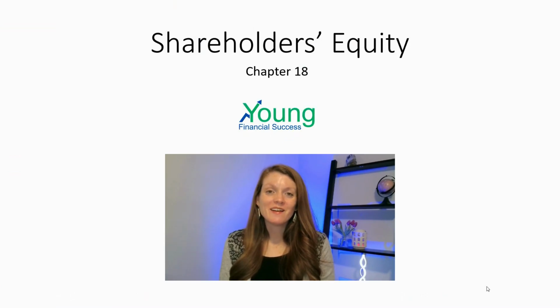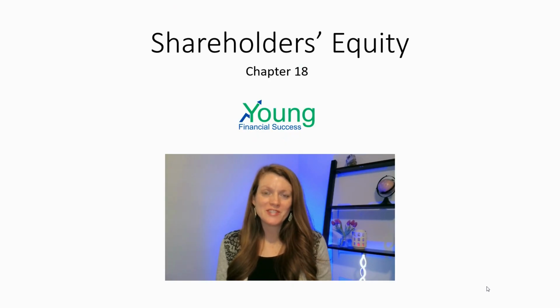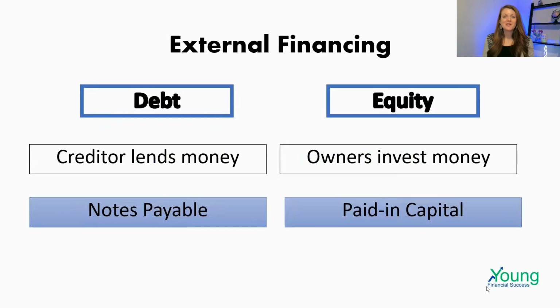We are going to start talking about Chapter 18, which is all about shareholders' equity. So we're going to talk about the different aspects of shareholders' equity, and how it's reflected on the balance sheet. First of all, this all comes from external financing, which falls under two different categories: debt and equity.